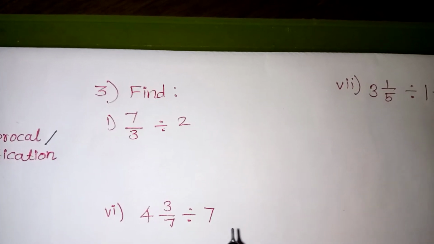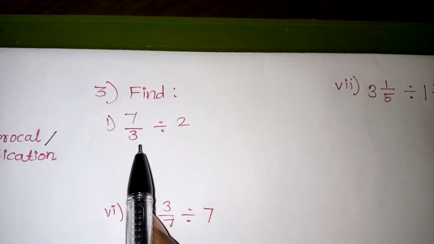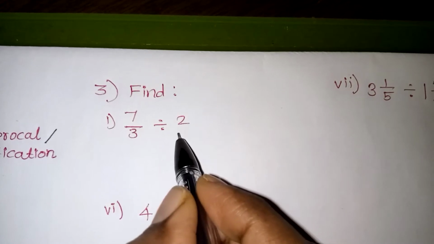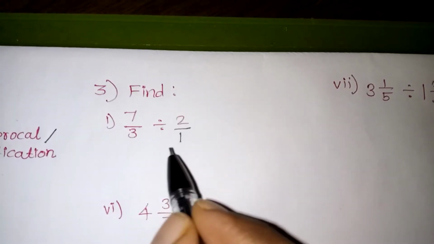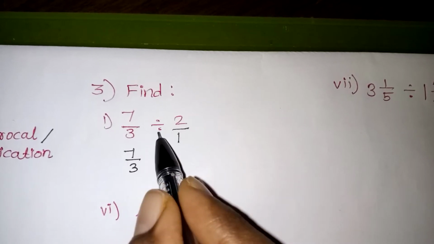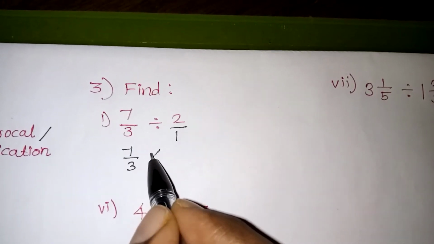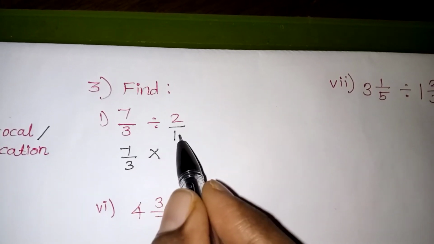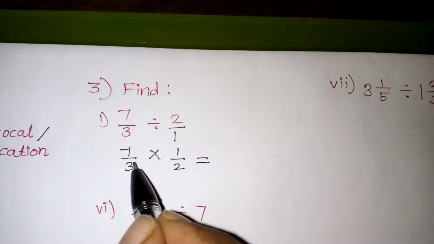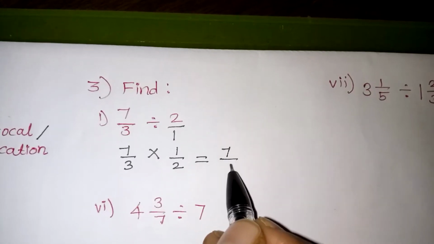Next type of problem, the first one is a fraction, the next term is a whole number. So whenever a whole number is given to you, you have to take the denominator as 1. That's it, very simple. The first term you just take down as it is. The division symbol we have to change into multiplication. So the next term will become the reciprocal. 2 by 1 will become 1 by 2. Direct multiplication. 7 1s are 7, 3 2s are 6.